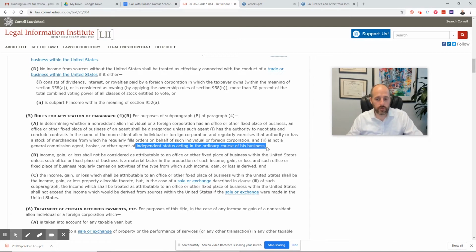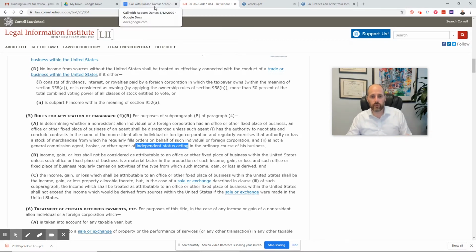And if you have someone who just does random services for you and helps you out with things but can't enter into any kind of contracts and is independent, meaning not an employee, then a foreign corporation would be okay getting services from the U.S. as well without doing business here. Now, this is the tax code.